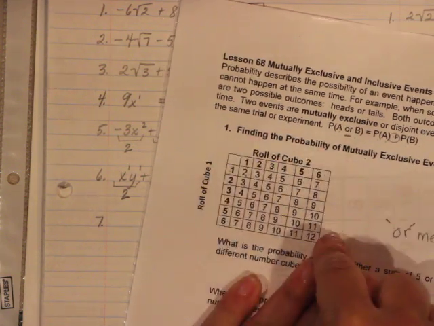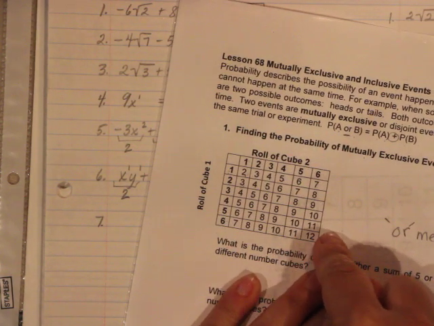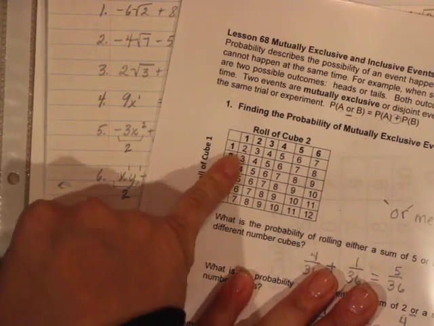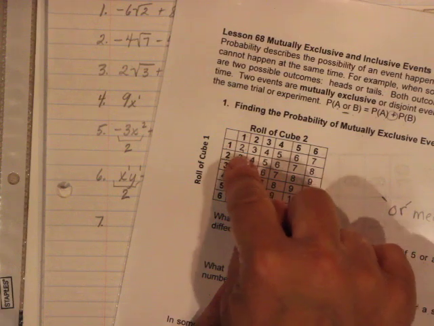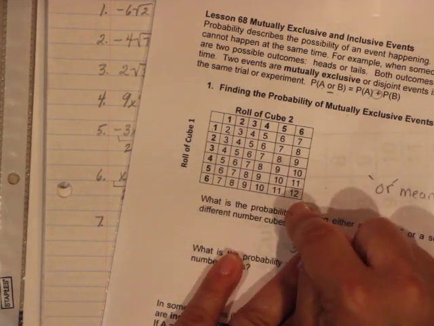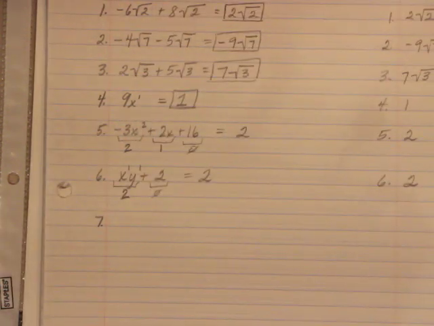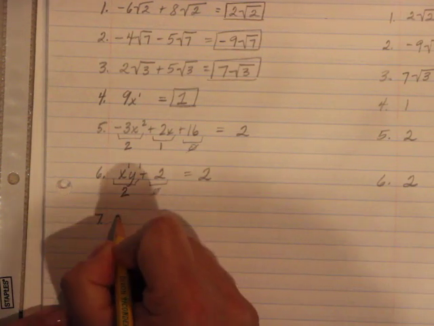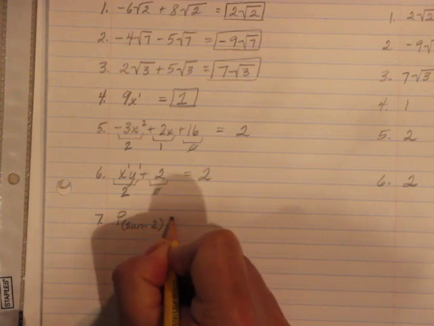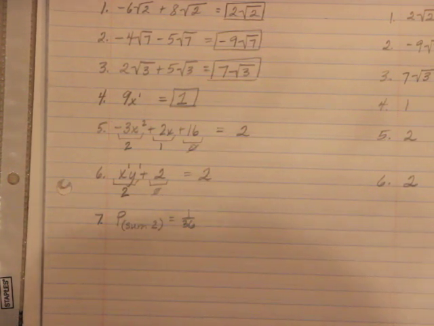This is our chart for 2 number cubes, the probability of rolling a sum of 2 or a sum of 12. For the sum of 2, there was just one chance in our 36 chances. Remember how we had 36 chances? There's one chance to roll 2: you'd have to get a 1 and a 1. And in order to get a 12, you have to get a 6 and a 6. There's only one chance in 36 that you'll get that. So the probability of rolling a sum of 12 is 1 in 36.